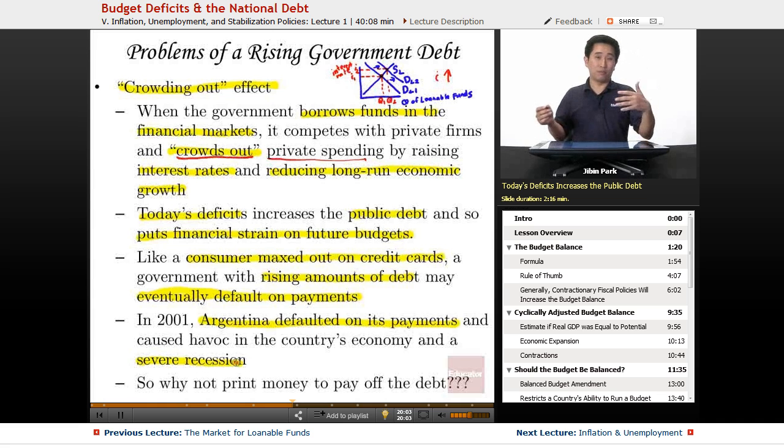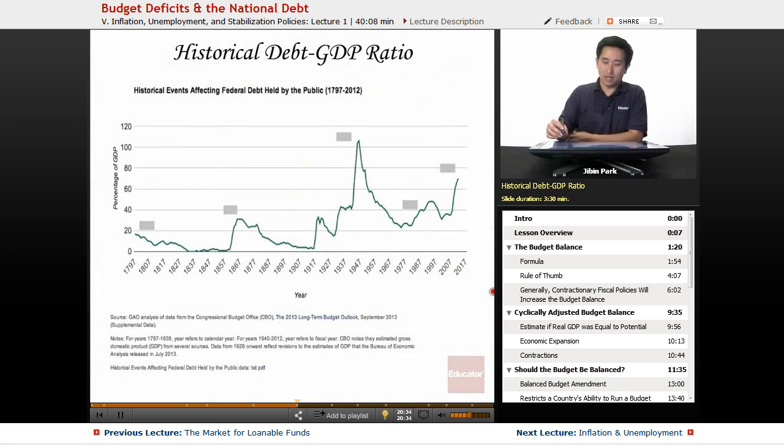Another simple question: if you're going to default, why not just print money to pay off debt? We've gone over this before. Again, I'll mention Zimbabwe once again, but when a country simply prints money to pay off debt, the inflation rate is going to skyrocket. It happened in Zimbabwe. It happened in post-World War I Germany, when the Germans simply printed money to pay off their war reparations. That clearly is not something that the world wants to have in any country: hyperinflation.